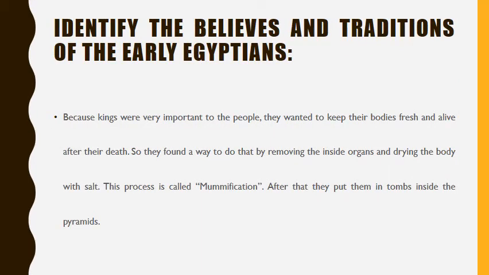Because kings were very important to the people, they wanted to keep their bodies fresh and alive after death. So they found a way to do that by removing the inside organs and drying the body with salt. This process is called mummification. After that they put them in tombs inside the pyramids. So they were not believing in Allah at that time, and they thought of their kings as their gods.